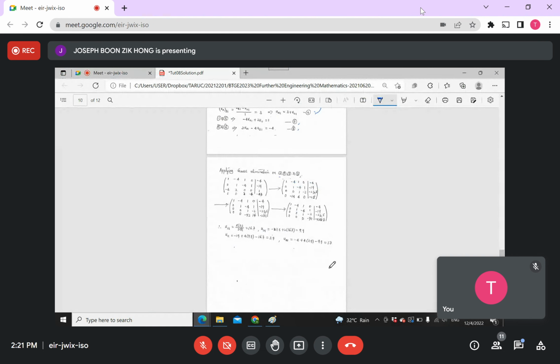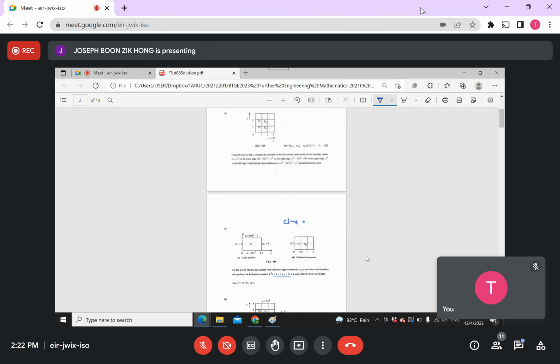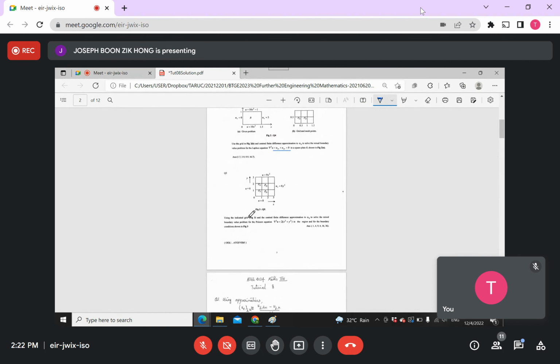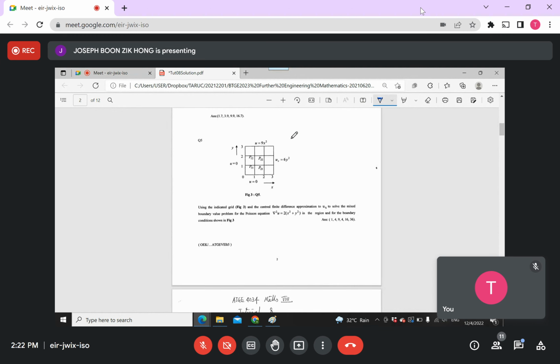This one you may copy down if you want, but later I will share it with you. Have a look again. If done, you may proceed to question 5. Question 5, basically the idea is the same as question 4, but what is different is that this one is a Poisson equation with 2x squared plus y squared, but the rest is actually the same. Not that difficult, but you try to do question 5.